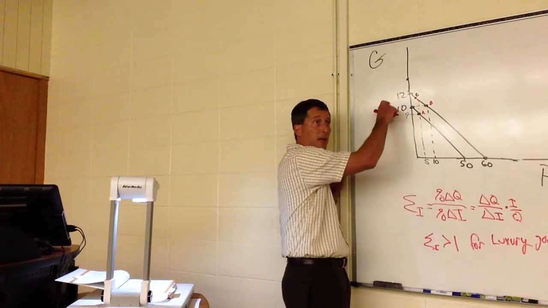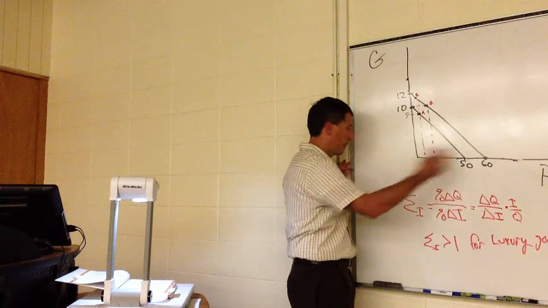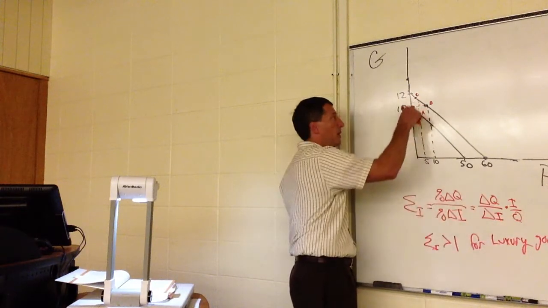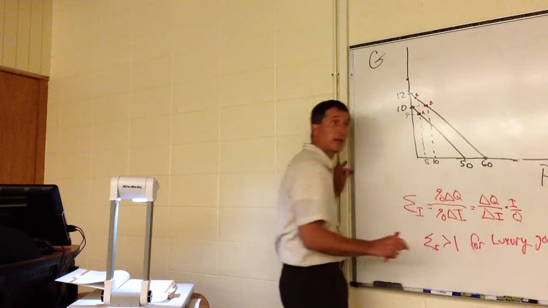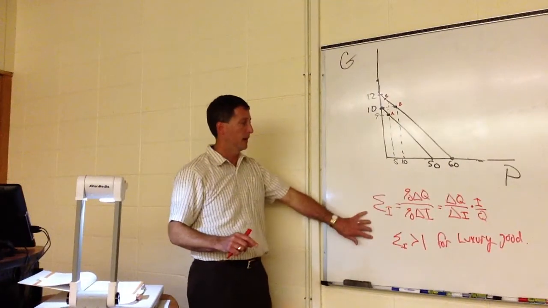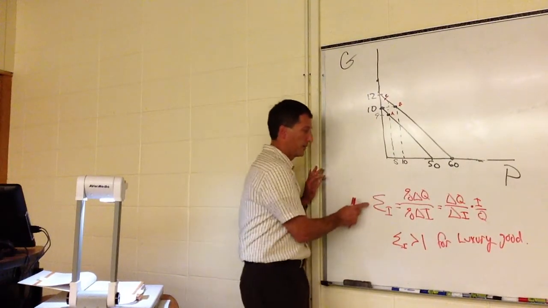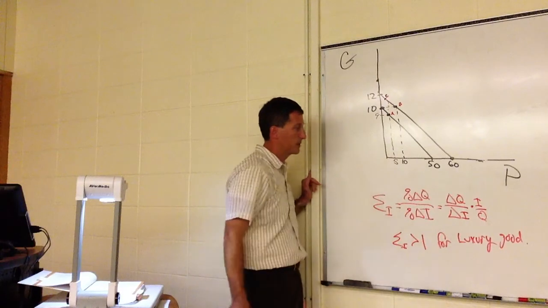So you got the change in income, right? We went from 100 to 120. Plug in the numbers, plug and chug at each point A, point B, and calculate the income elasticity. And you'll see that the first one is less than 1 and the next one's greater than 1, so that's true.